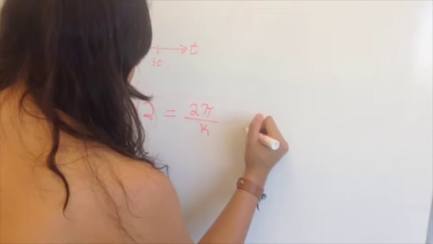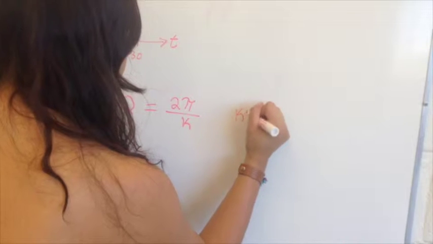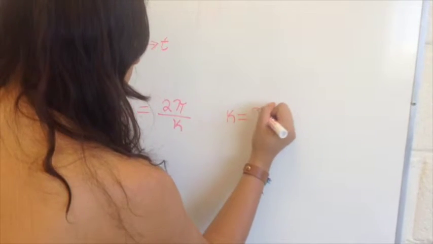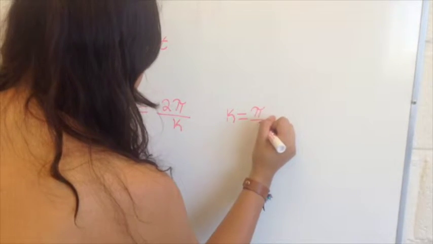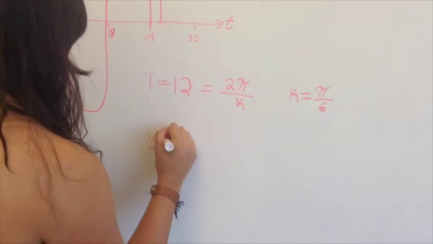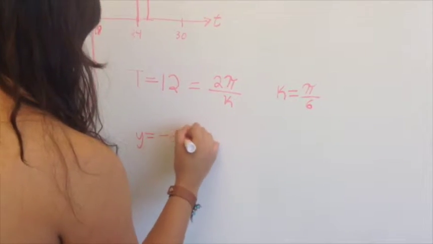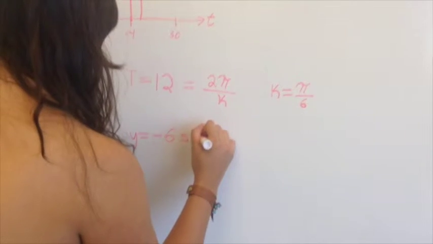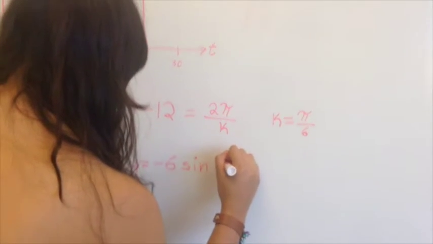Knowing that the period of the graph is 12, we compute omega as 2 pi over 12, which gives us the rate to complete one cycle. Therefore, the final equation is y equals minus 6 sine of pi over 6 t, where t is time.